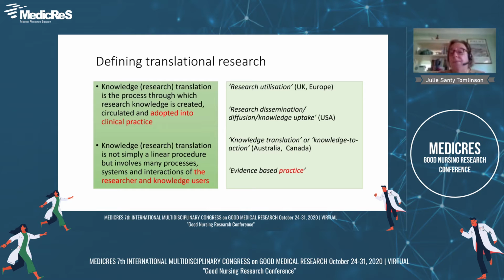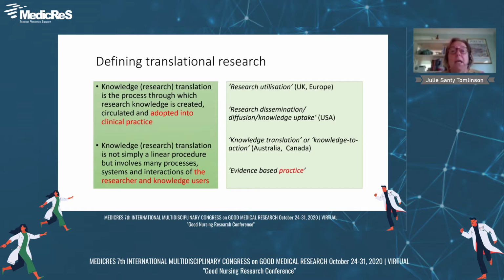So in terms of other terms that you'll see in the literature relating to translational research, in the UK and Europe generally, we tend to talk about research utilisation. In the US, terms like research dissemination, research diffusion or knowledge uptake are used quite regularly. Australia and Canada talk about knowledge translation or knowledge to action. And of course, the whole world talks about evidence-based practice. And this whole idea of translational research is about making sure that the evidence gets into practice. And that makes it sound very simple. But in fact, as we'll discuss shortly, you'll see that it's not really a very simple process at all.